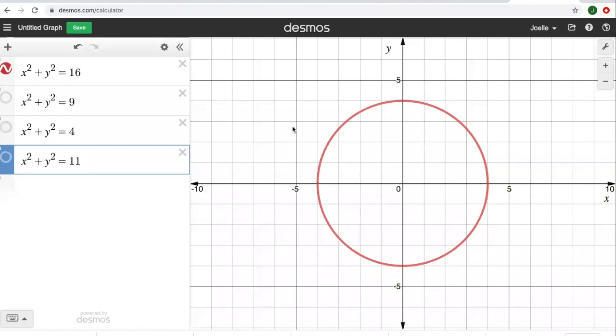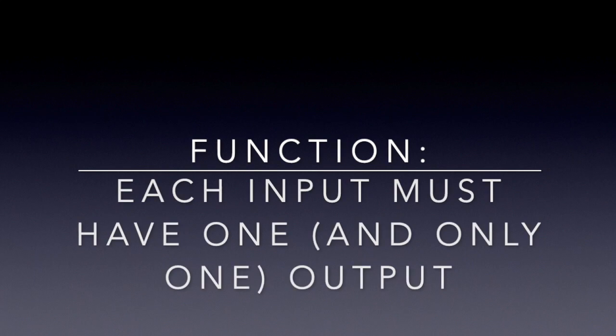In the next part of this course, we're going to focus on different types of functions, but before we go there, we need to look at one particular special case that's not a function. Remember the function definition we talked about earlier. Each input must have one and only one output.